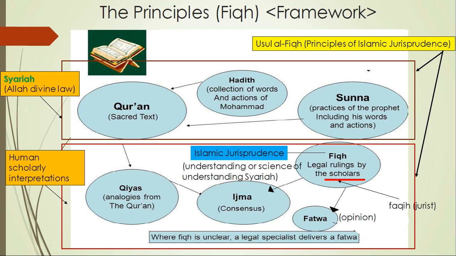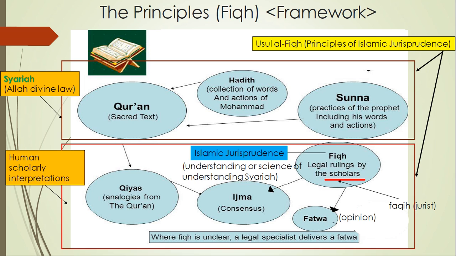Sunnah is the bigger one, Hadith is the smaller one, where it concentrates on the words rather than the action, right? And then we have the human scholarly interpretation when it comes to we as followers. We would definitely need to identify or interpret certain verses, so we can do analogies. We look at the verses of Al-Quran and we will do our qiyas, i.e. our analogies.